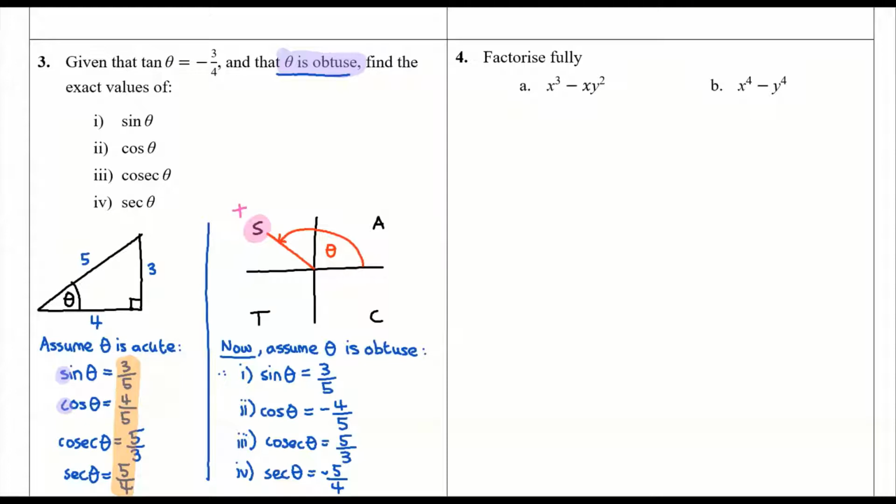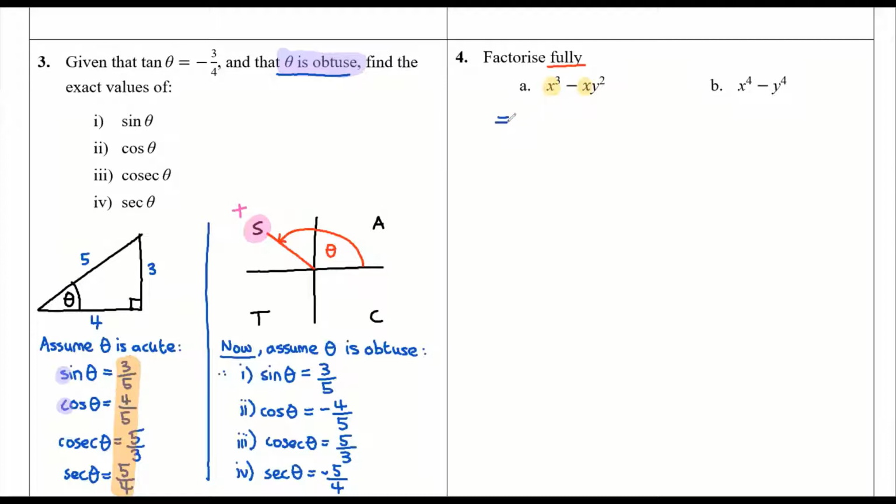Okay, now moving on to question 4, we have some factorization to do. If we look at A, first of all, let's look for some common factors in those terms. Well, it looks like we've got an x that will appear in both of these, so I can definitely factor out an x. So let's do that first. There's always a hint here when it says factorize fully. You know there's probably going to be more than one step here. All right, so factorize fully.